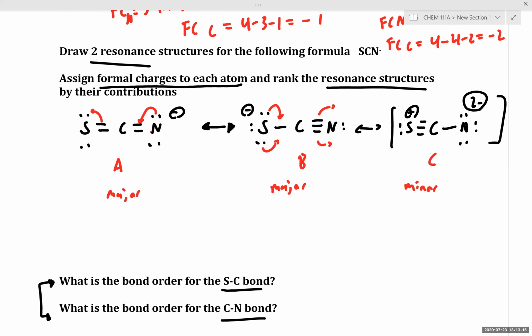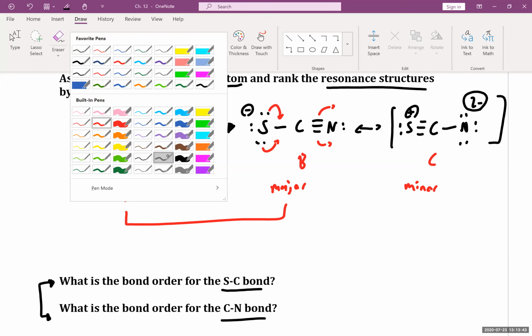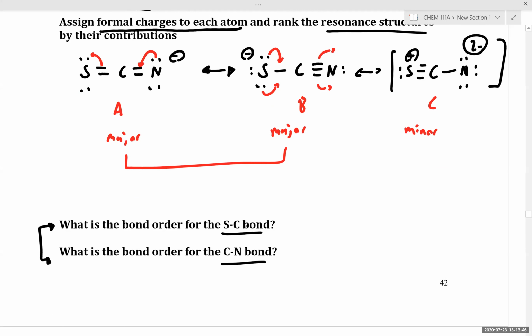So then when we calculate our weighted average, A and B are going to be considered with greater weight in determining our resonance hybrid, or our average bond order and average charge on each of our atoms. Structure C is minor and doesn't contribute substantially to our average resonance bond lengths and bond strengths in our actual compound. So for example, if we wanted to figure out the bond order in the sulfur carbon bond, let's look at only our major contributors. What is the bond order for our sulfur carbon bond?